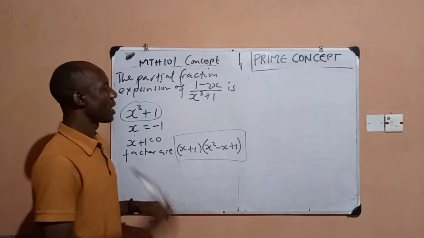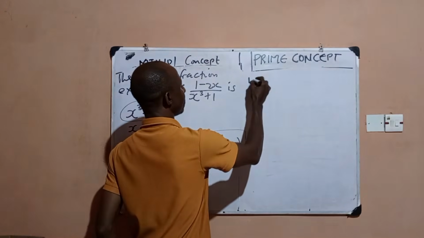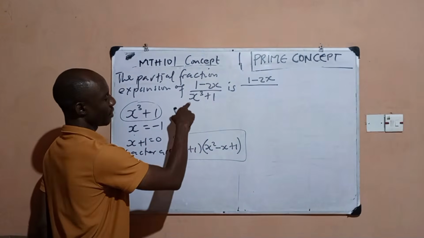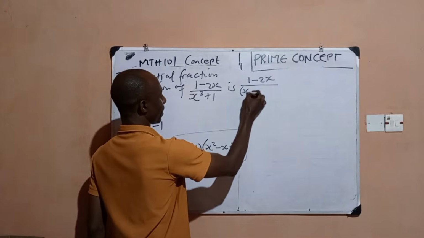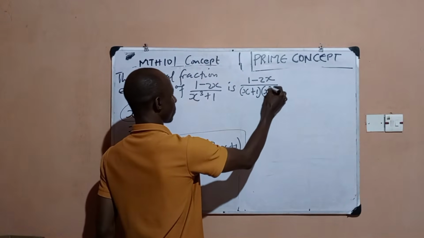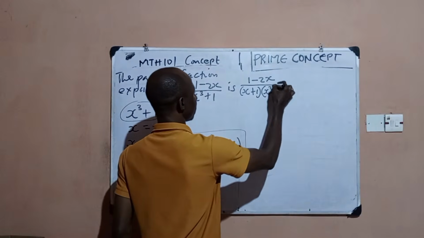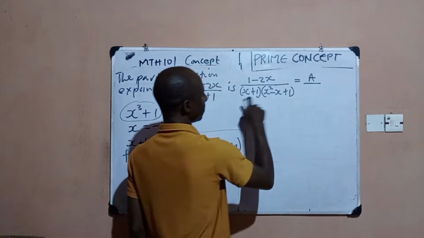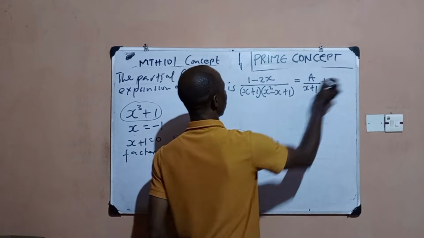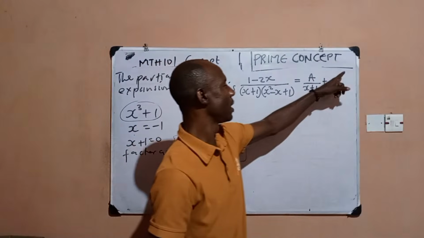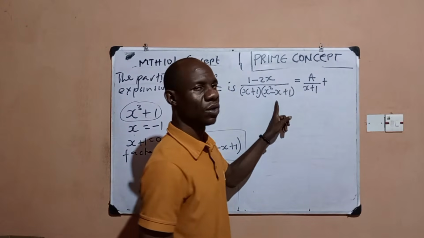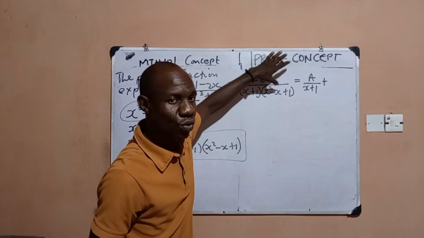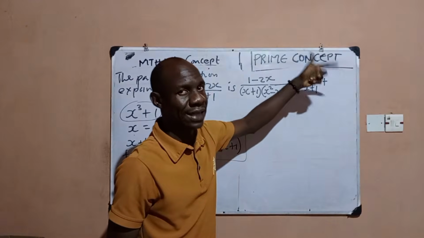So now what are we going to do? We have 1 minus 2x over, our denominator has been factorized to become x plus 1, x squared minus x plus 1, right? So this is going to be a over x plus 1, then plus. Now this time, don't make the mistake of saying b over this. No. Notice that this is quadratic. It has a power of 2. So it means that what I will have on top will carry x.